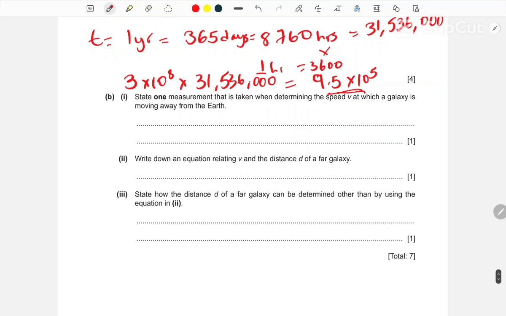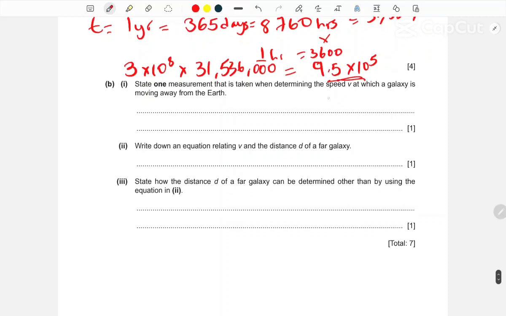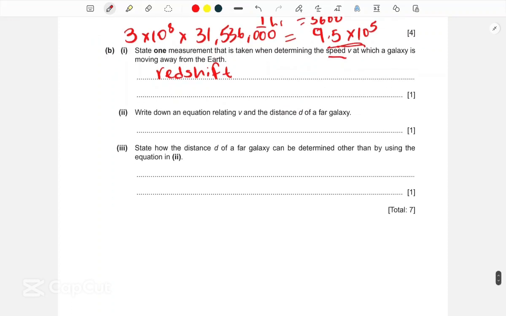B1. State one measurement that is taken when determining the speed v at which a galaxy is moving away from the Earth. So that is going to be redshift. Because redshift is what we use to determine the speed of a galaxy moving away from the Earth.